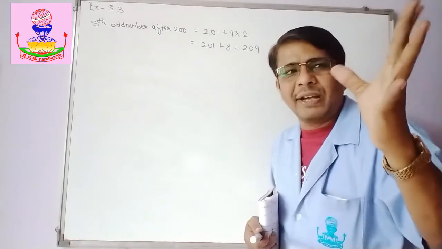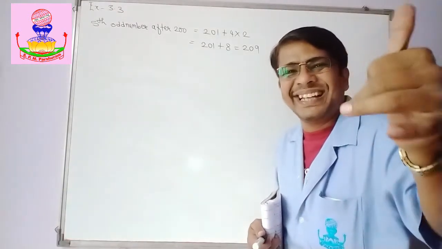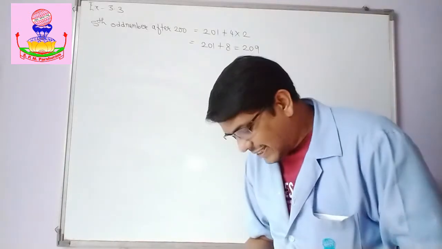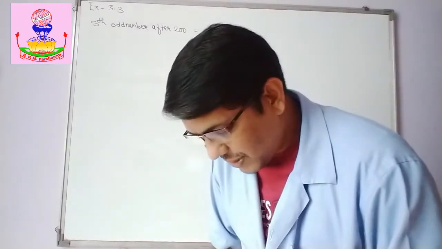209. You can count it. 201, 203, 205, 207 and 209. This is the fifth. Okay. So I think you have understood. Then next, what have they said?